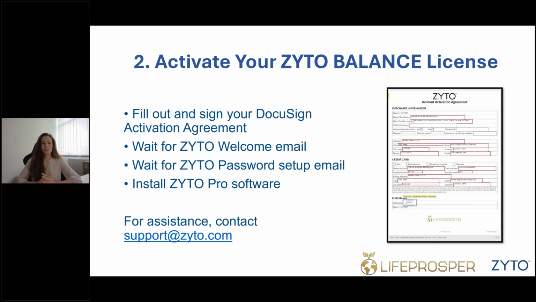And of course, if you need any assistance with any of this, you can always just reach out to our technical support team, which you can reach at the email address support@zyto.com, the one that you can see here. The tech support team is available 7 days a week. So even if it is the weekend and you need assistance, reach out to them and they can help you.